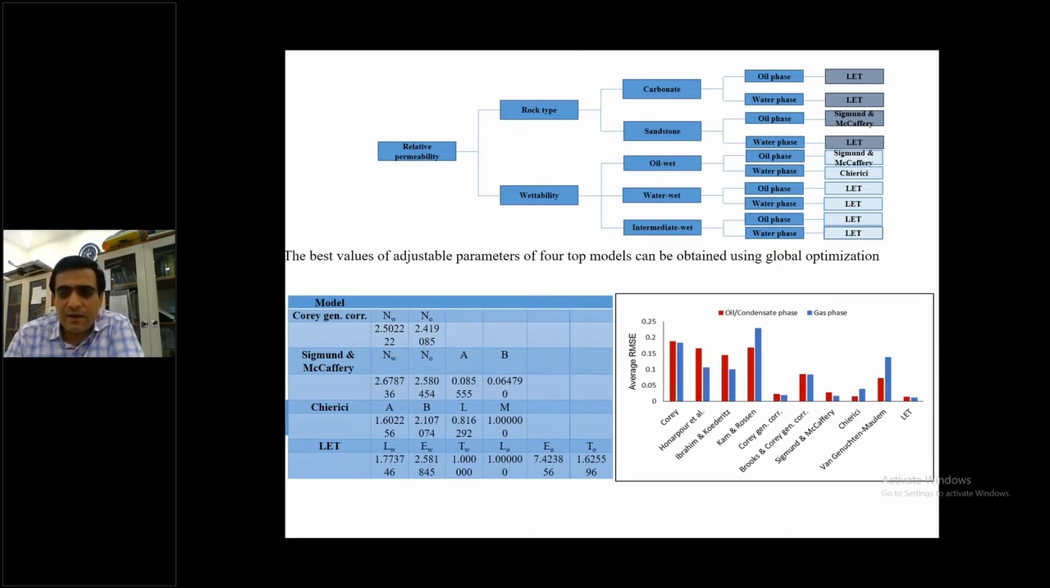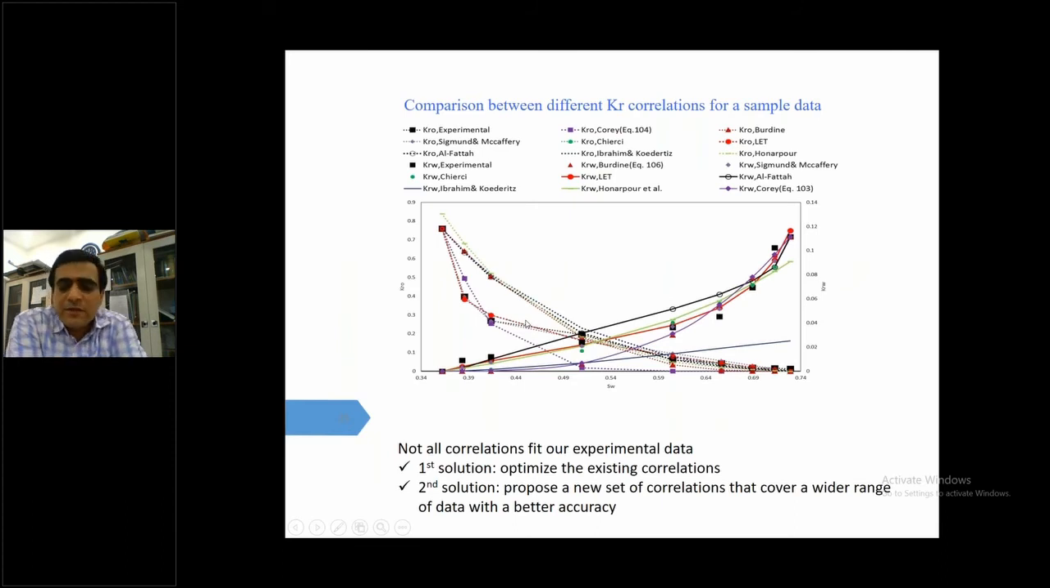You can see here in this slide that the bar chart shows that some of the models show high average root mean square error, but some of them are a little bit better, working better than others. And this decision tree is proposed at the first attempt to select a good model based on the rock type, based on the wettability conditions, and based on the fluid phase. You can see sometimes the LET model works better than others, and sometimes Tegmont and McCaffery model works better. And in this slide, you can see the comparison between different relative permeability correlations for sample data.